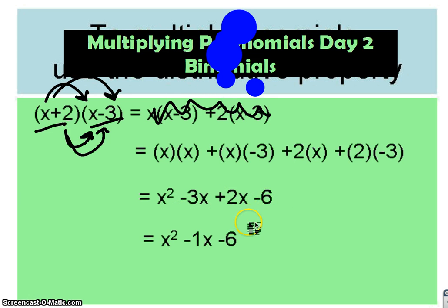This is the same thing as what we did in the last lesson, except now you need to realize that the two terms in the middle are like terms and need to be combined. So your x squared comes down. Negative 3x plus 2x gives you negative 1x, and the minus 6 comes down, and that's your answer.